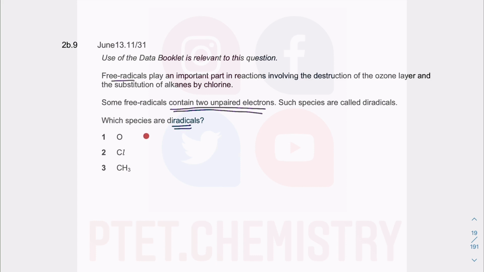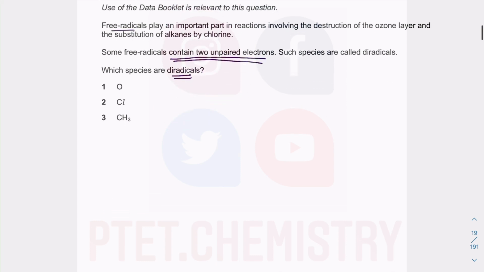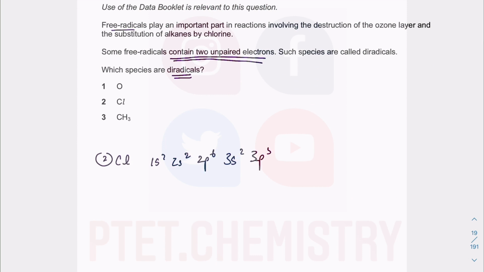We are not talking about the molecular species, we are just talking about these things individually, yeah? If you look at number 2, chlorine is 1s2, 2s2, 2p6, 3s2, 3p5. There's the electronic configuration. So all of these are filled, so I don't need to worry about them. I look at the 3p5: 1, 2, 3, 4, 5.